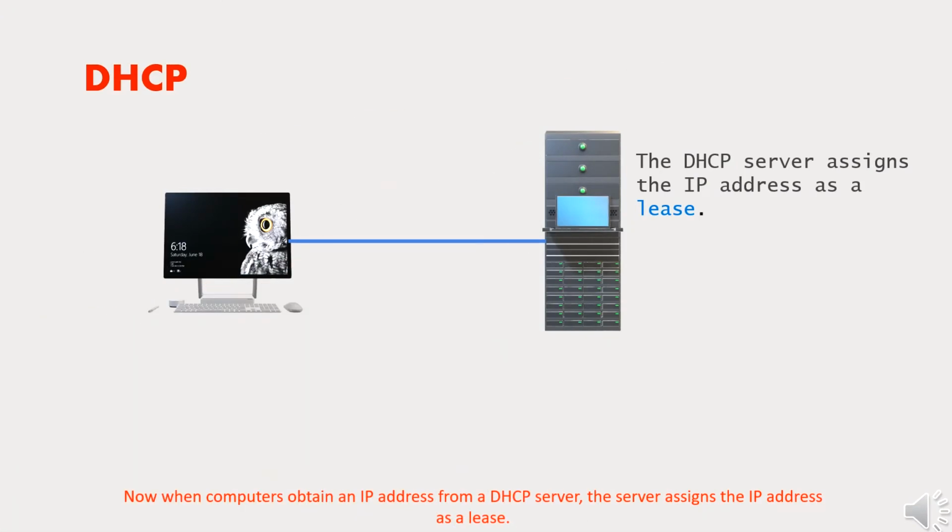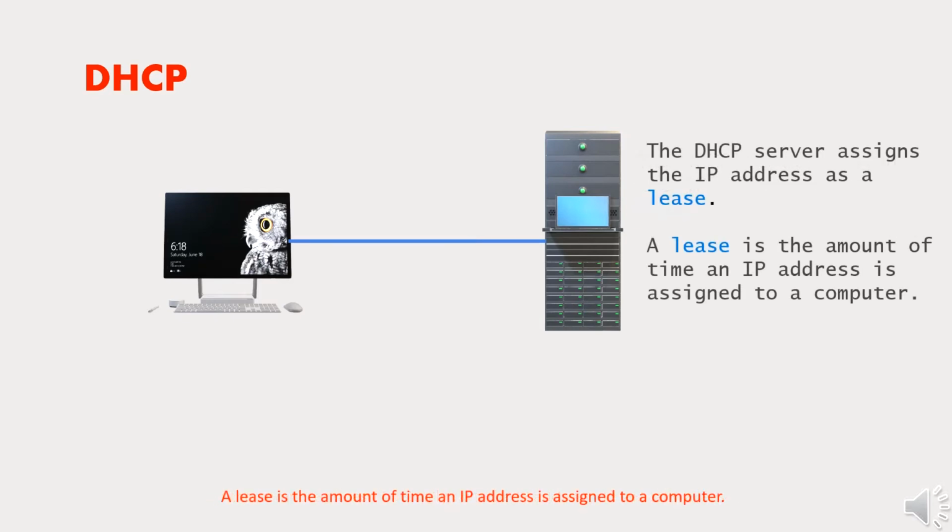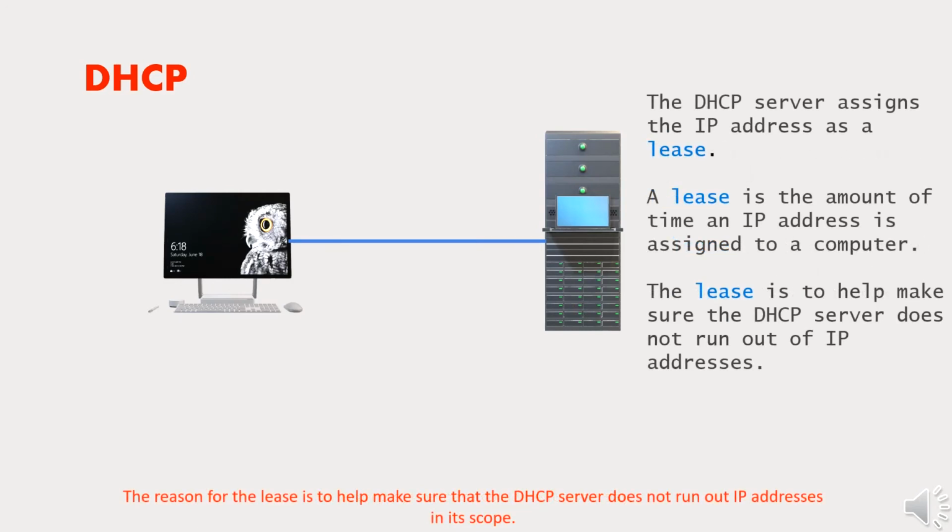Now, when computers obtain an IP address from a DHCP server, the server assigns the IP address as a lease. So the computer doesn't actually own the IP address, it's actually a lease. A lease is the amount of time an IP address is assigned to a computer. For example, the lease could be for 1 day. The reason for the lease is to help make sure that the DHCP server does not run out of IP addresses in its scope.